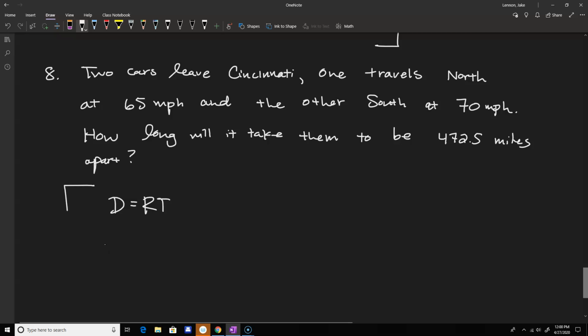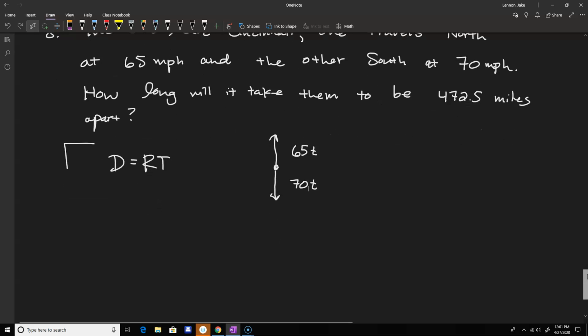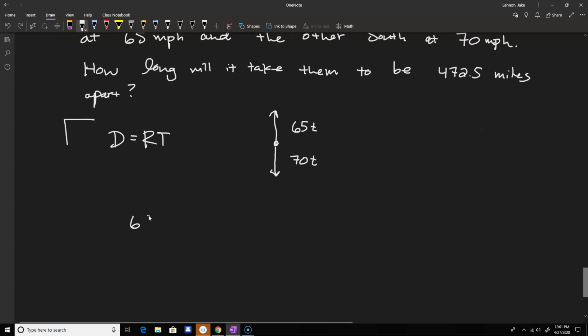So if you think about the distances, technically it would be up and down since we're going north and south. So we have the one car traveling this distance and the other one this distance. So basically their distance is going to be the sum of the two parts. So the distance of the car traveling north is going to be 65 times t, and the distance traveled south by the second car is going to be 70, that rate, times the time of t. So if you add those two respective distances together, we should get the total distance of 472.5. So that's the equation we need to solve.